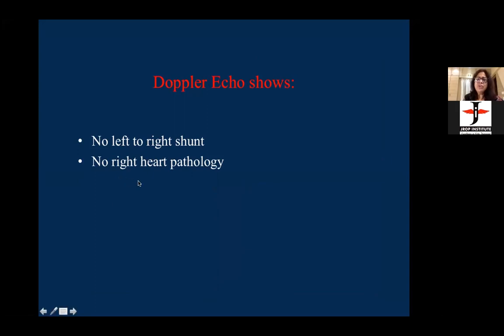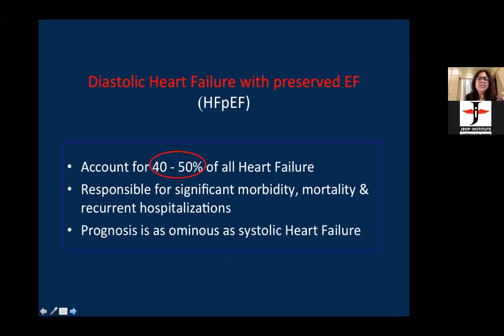I also rule out right heart pathology like tricuspid valve disease, etc. Then I find that the patient is having diastolic dysfunction with elevated LV filling pressure. So basically, this patient is in diastolic heart failure with preserved ejection fraction, or a term called HFpEF. This accounts for 40 to 50% of all heart failure. Almost half of the cases of heart failure is due to diastolic heart failure with preserved ejection fraction, or HFpEF.